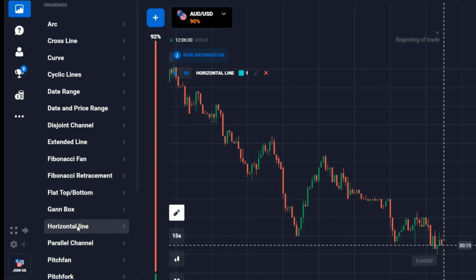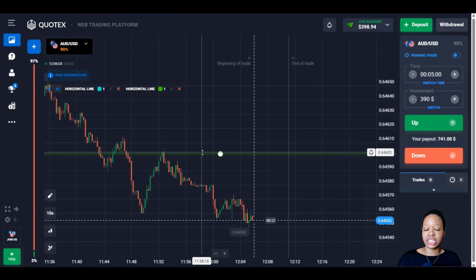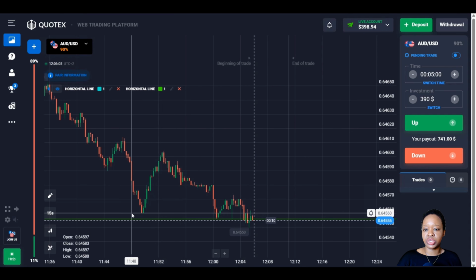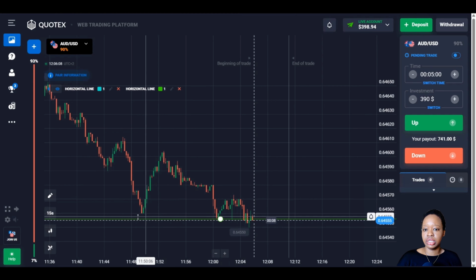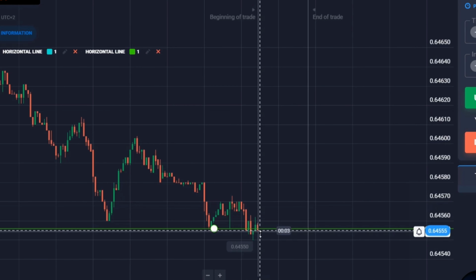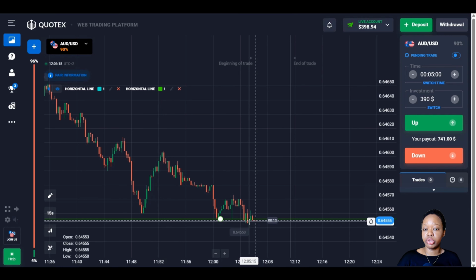So here let me draw a horizontal line at the candle lows. This is the support level. You can see the price has already touched it several times. The price is near the level again and seems compressed. This means that it may break through it soon.